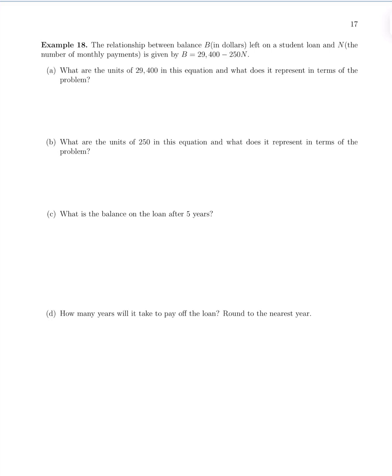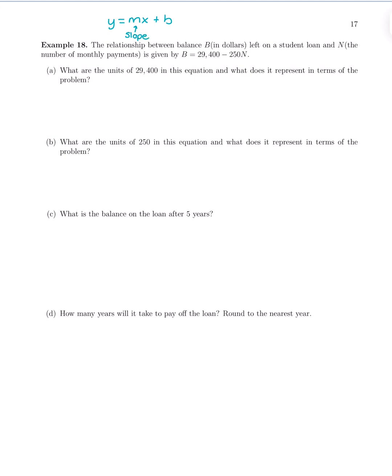The relationship between balance B in dollars left on a student loan and N, the number of monthly payments, is given by B equals 29,400 minus 250N. Remember that the general form for a linear function is y equals mx plus b. M is the slope or average rate of change.